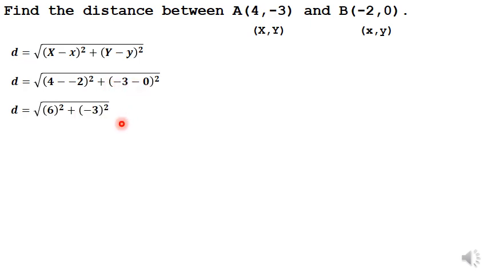Okay, so extract the square root. We have the square root of 36 plus 9, this is the square root of 45. Or we can rewrite this in a simpler form, 3 square root of 5.